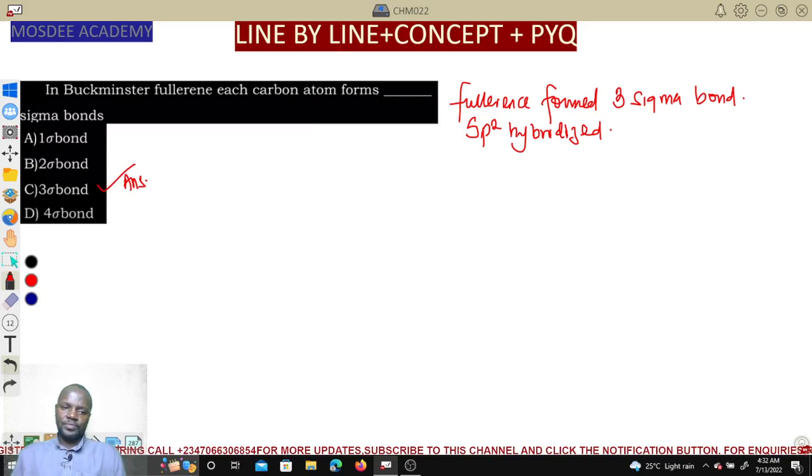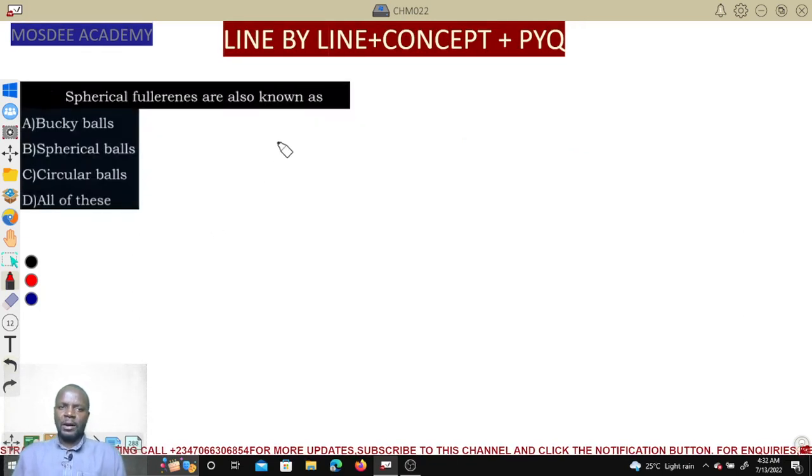The next one, spherical fullerenes are also known as, I talked about this, they are called buckyballs. I talked about that. So this is the answer to that. The next one.